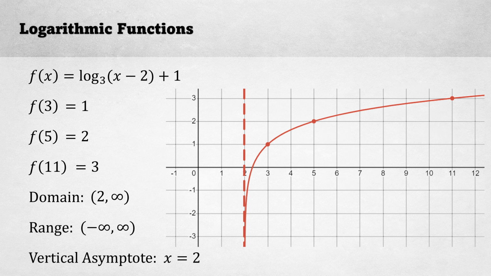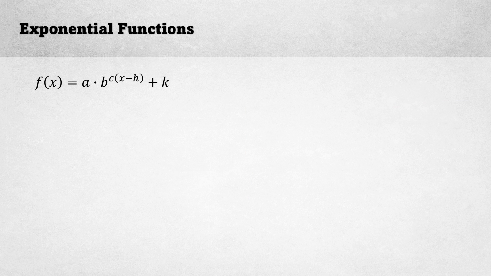We can generalize a formula for exponential functions. Any exponential function can be written as f of x equals a times b raised to the power c times x minus h, and then plus k. Recall that the base b must be a positive real number not equal to 1. The domain of exponential functions is all real numbers.